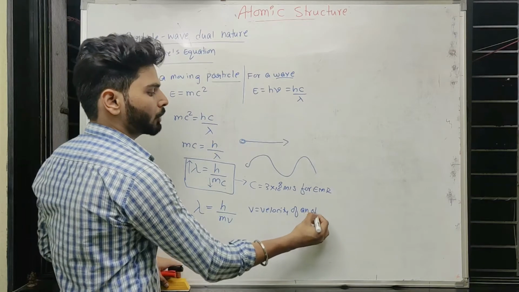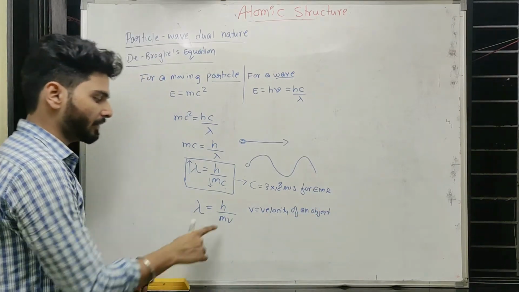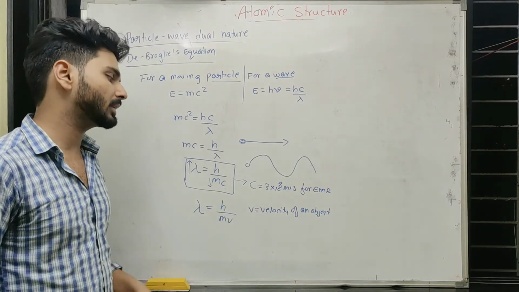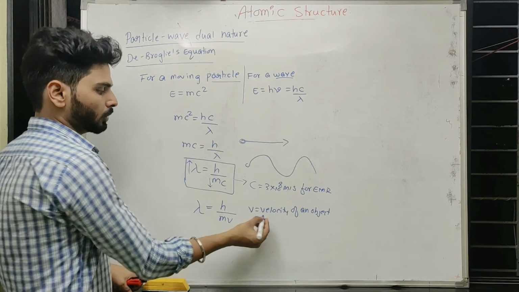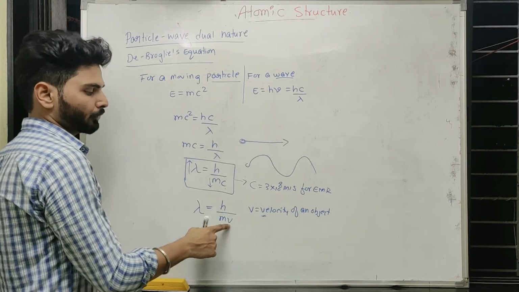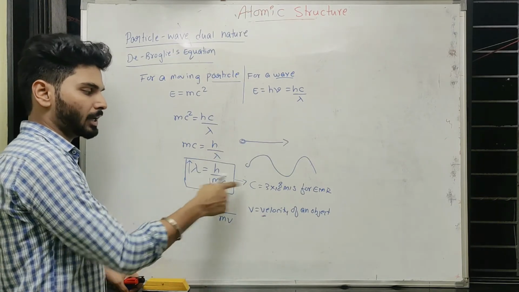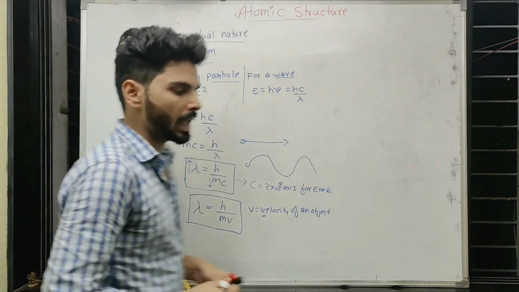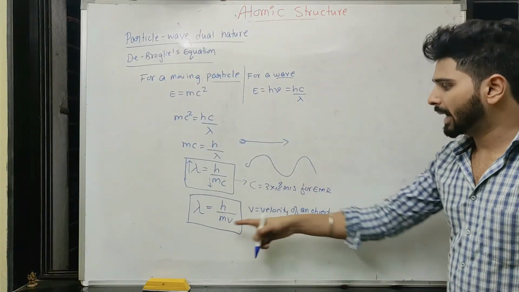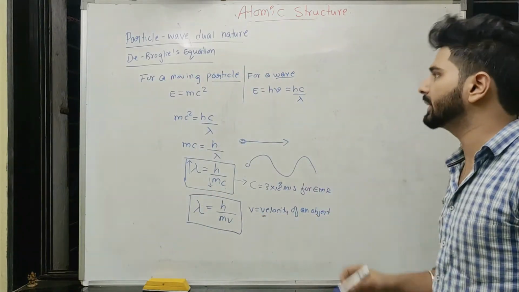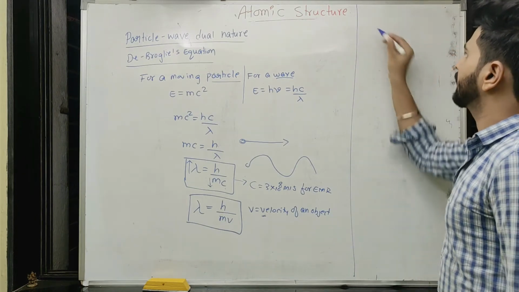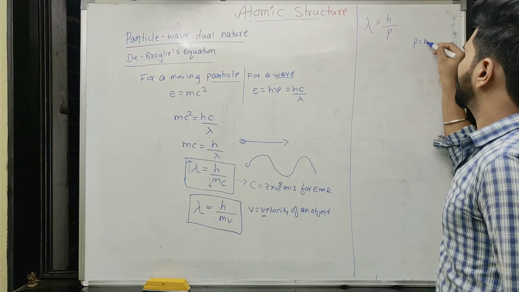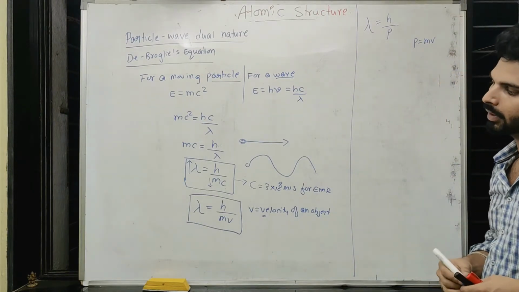Velocity of an object. For example, if I am throwing a ball having some mass, and I am not throwing that ball with the speed of light, I am throwing that with some other velocity. So to signify that, I'll use v as a value here instead of c, because c's value is a constant and v's value won't be constant. So that will change as per the situation. Mass into v, mass into velocity, is momentum. So I can say lambda equal to h upon p, because linear momentum is equal to mass into velocity.